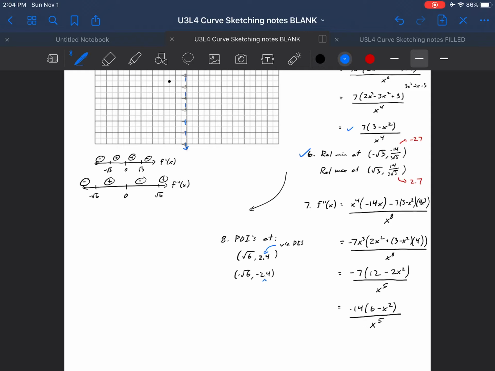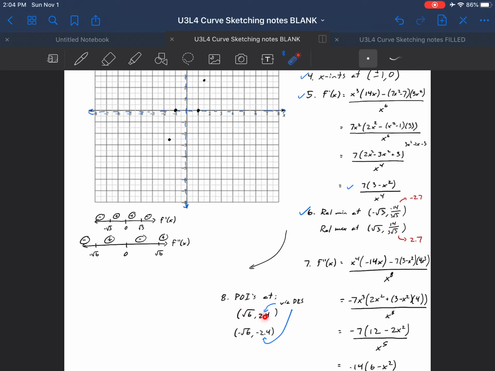So now we can plot those. Root 6 is somewhere between 2 and 3. If I'm going to plot this point, I'm going to go a little bit to the right of 2, and I'm going to go up 2.4 units. So 2.4, I'll say, is right there. And then negative root 6, negative 2.4, I'll say is right about here. Okay? All right.